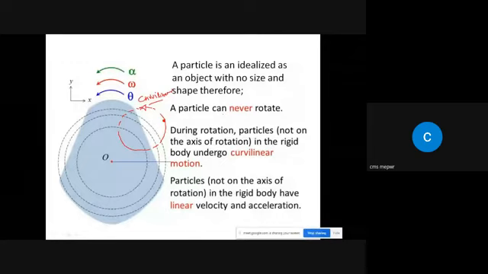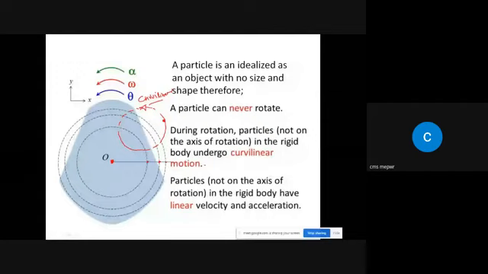For example, if we have particles on the axis, definitely these particles will neither rotate nor follow any motion, not even curvilinear motion, because they are on the fixed axis. But the particle over here will follow some curved path, the particle over here will follow some curved path, and so will the one over here. So particles in the rigid body do not have rotation; rather, they have linear acceleration and linear velocity.